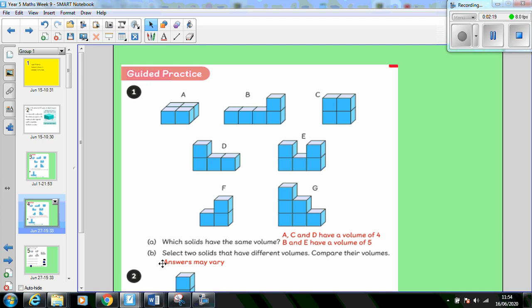When you were comparing these and finding the difference, you'd have done the larger amount take away the smaller amount. For example, the difference between D and F, we're going to have 4 take away 3, which is 1, so D is 1 cube bigger than F. If we compare G and F, we've got 6 cubes take away 3 cubes, so G is 3 cubes bigger than F.